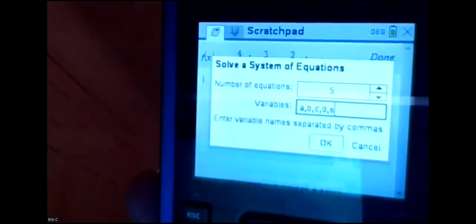So that's done. And then we want to go for algebra and then solve system of equations. So number one, and then go for five equations. And then variables would be a, comma b, comma c, comma d, comma e, like this. Okay, and then just go for OK. All right, and then we just quickly type those in.